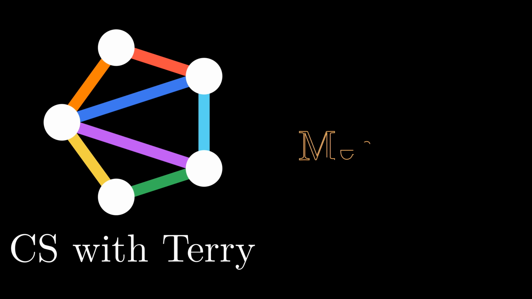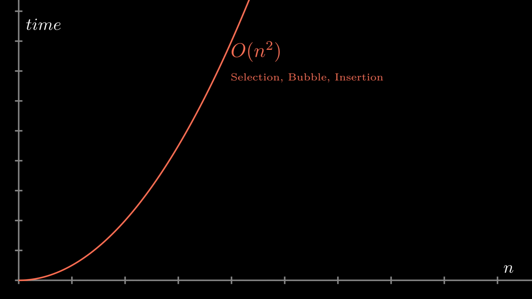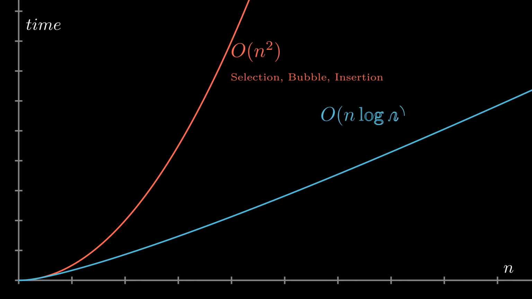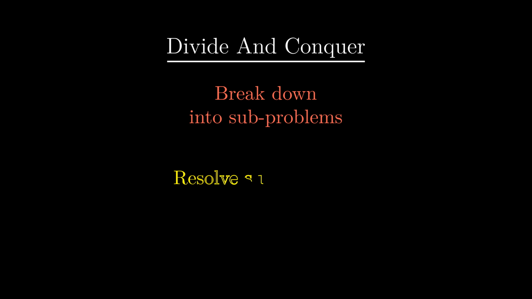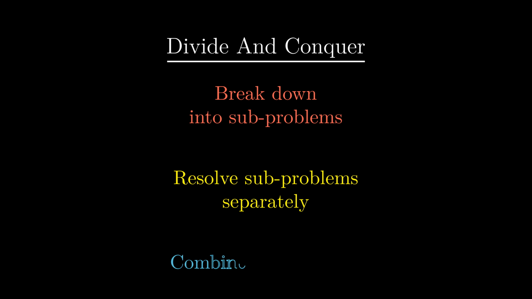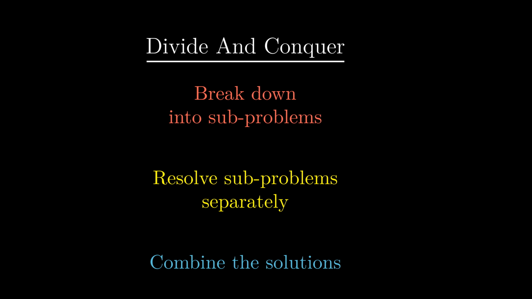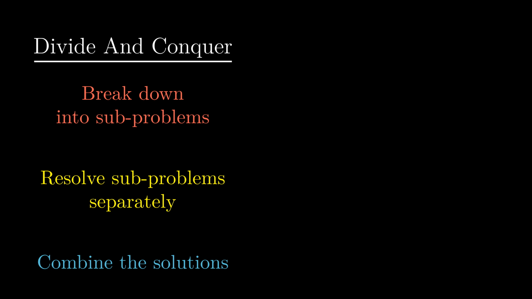Today we will talk about merge sort. Compared to selection, bubble, and insertion sort introduced in the last video, merge sort is much more efficient. The basic idea of merge sort is divide and conquer. The idea is dividing the original problem into smaller subproblems, solving those subproblems, and combining the solutions to the subproblems to establish the solution of the original problem.